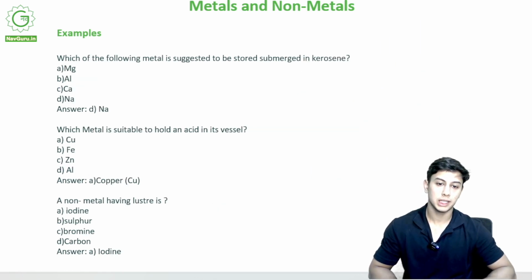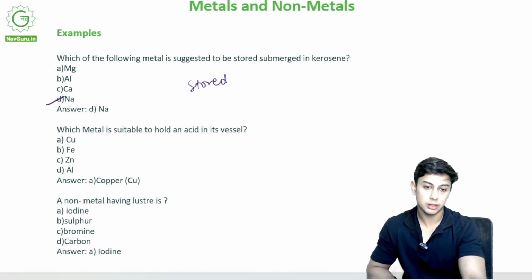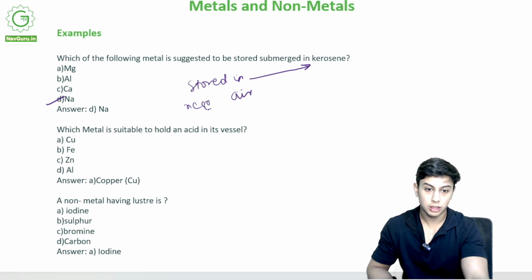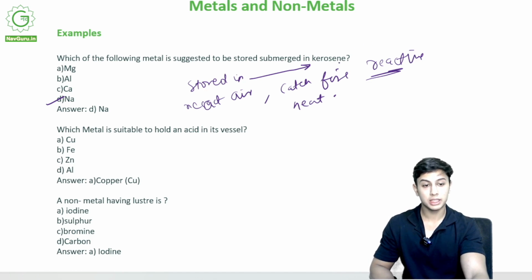Which of the following metals is suggested to be stored submerged in kerosene? I told this to you in the lectures. Sodium, Na, is stored in kerosene. Why? If we leave it like this, it will react with air and catch fire. A lot of heat will be produced. Sodium is very reactive. It ranks very high in the reactivity series. So it always exists in compounds, and if it's in the pure state, we have to keep it in kerosene.